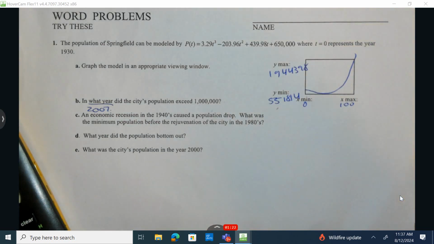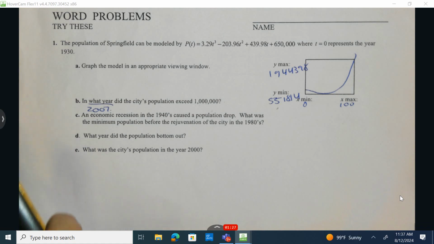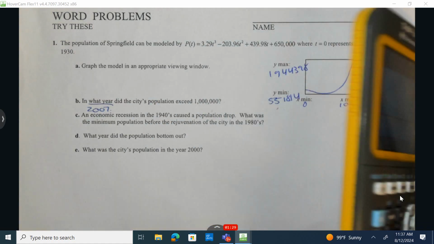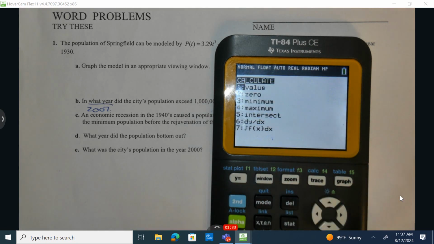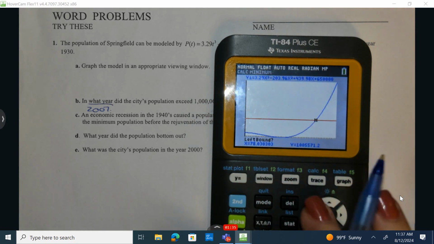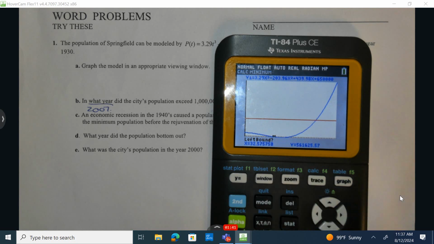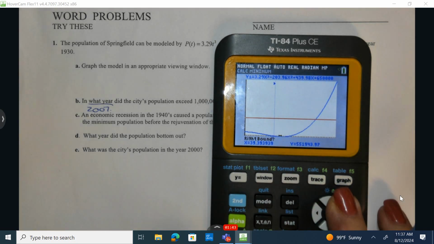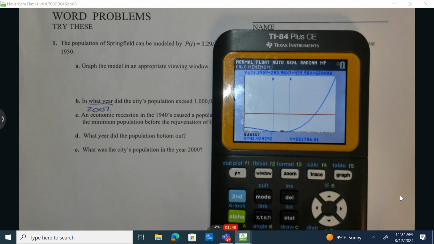An economic recession in the 1940s caused the population to drop. What was the minimum population before the city's population rejuvenated? So we want to know the relative minimum. Second Trace, going down to Minimum. Using this arrow, I'm going to go somewhere to the left of the lowest point, then press Enter. Then to the right of the lowest, and then back to that point.